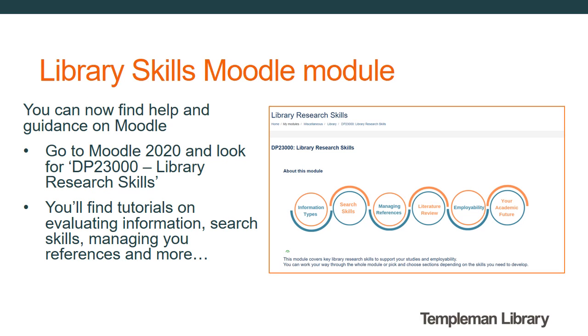So as a recap, I just wanted to mention that we have a Library Skills Moodle module, DP2 3000, that all students should automatically be enrolled on, so you should see a link in your Moodle site. On here you'll find tutorials on evaluating information, different search skills, managing references and much more. So much of the content that's been covered as part of this session will be there, and there'll be lots of interactive tutorials and different quizzes that you can take to test your knowledge. So feel free to go back there and revisit that at any time.